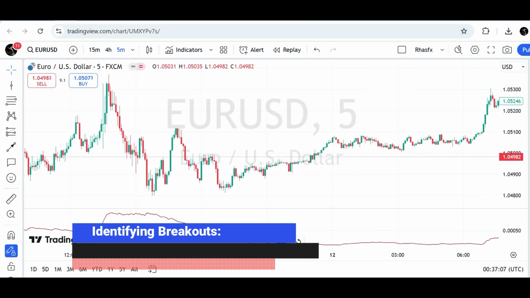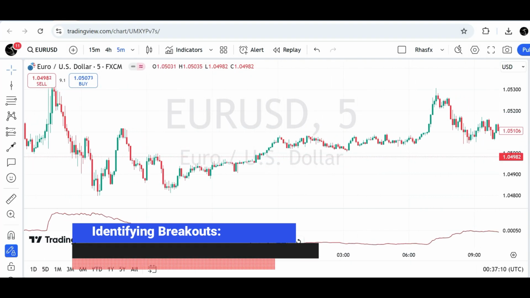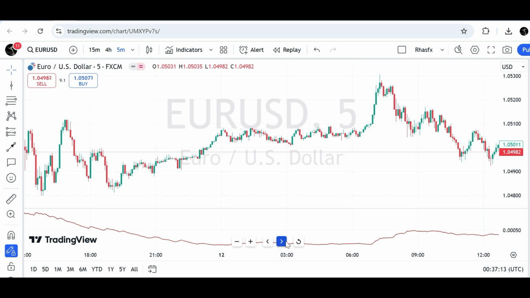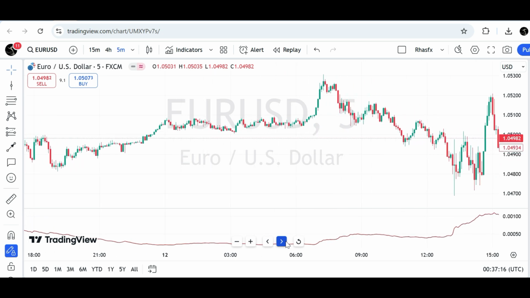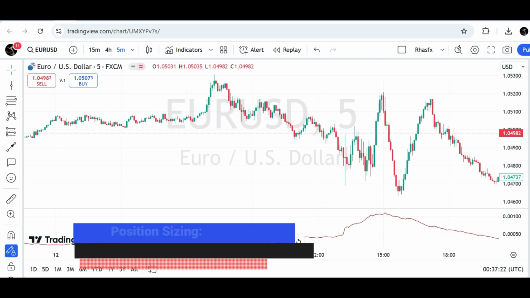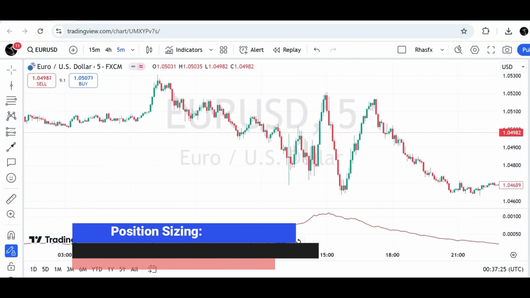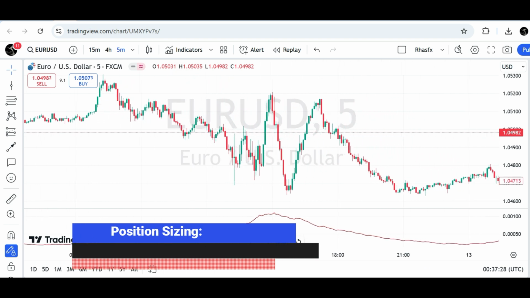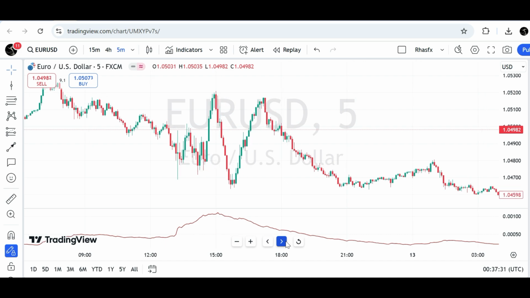Identifying breakouts. ATR can help traders identify breakout opportunities. When ATR spikes, it often indicates increased activity and potential breakouts from key levels. Position sizing. By understanding market volatility through ATR, traders can adjust position sizes to manage risk effectively.